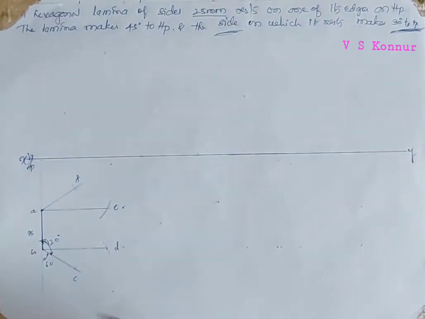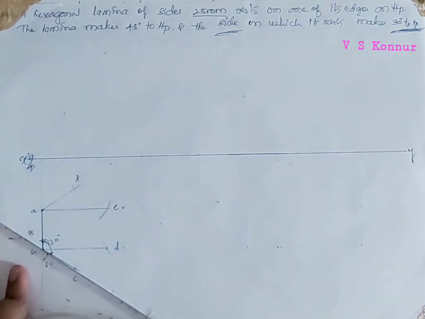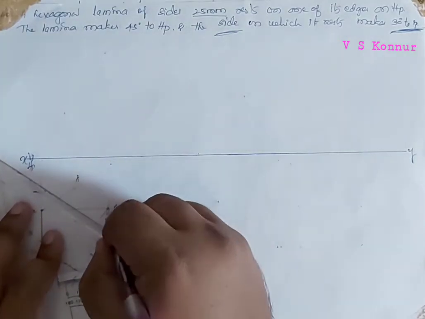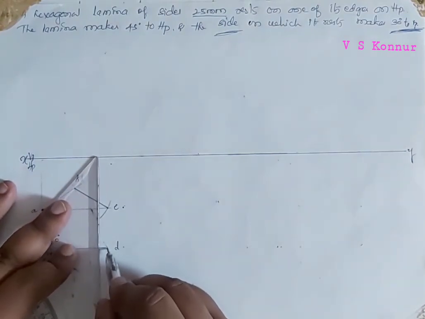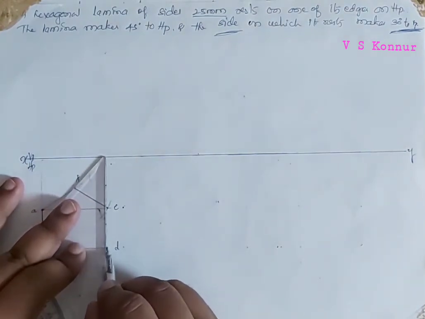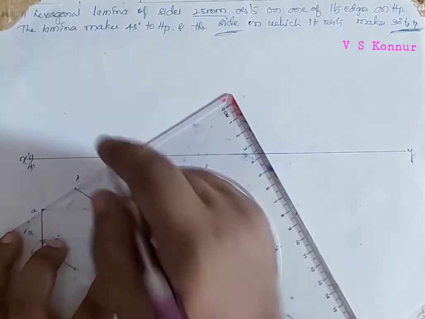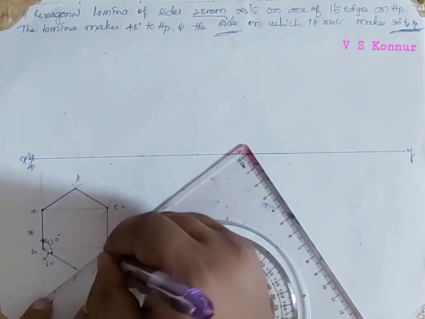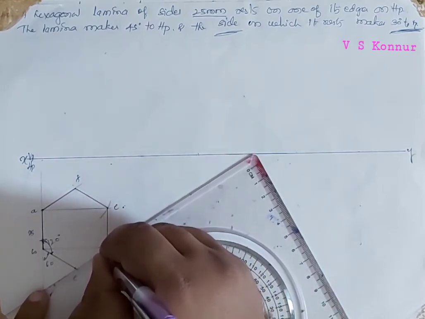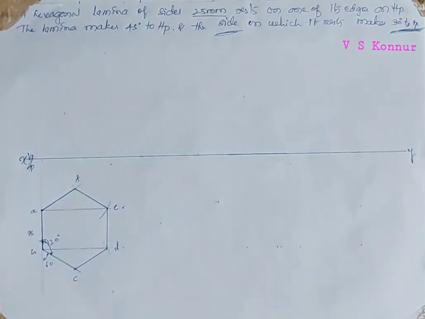Now we'll join all the points with a dark line. Then join D to C, D to E. Then join A to F. Then join D to C. So this is how to construct a hexagonal lamina which is resting on one of its sides.